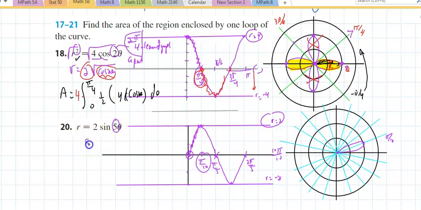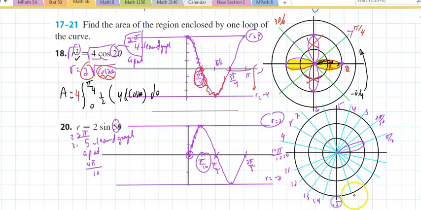If it's odd, this is a 5-leaved graph, which means they are 2 pi over 5 apart. Since that's over 10, to make that over 10, multiply by 2. So 4 pi over 10 apart. This is 1 pi over 10, 2 pi over 10, 3, 4, 5, 6, 7, 8, 9, 10, 11, 12, 13, 14, 15, 16, 17, 18, 19, and 20 pi over 10.